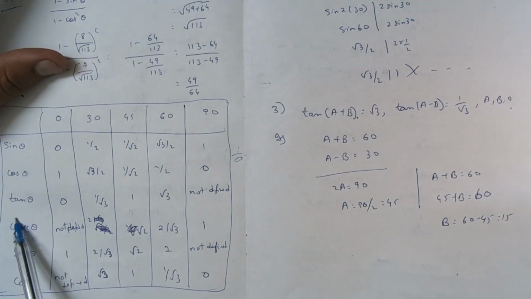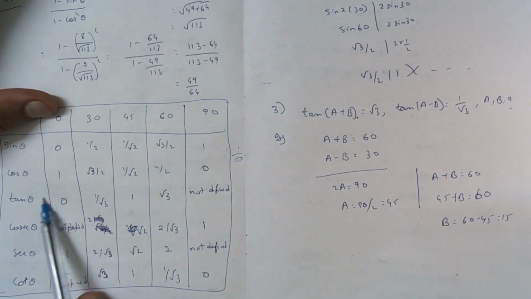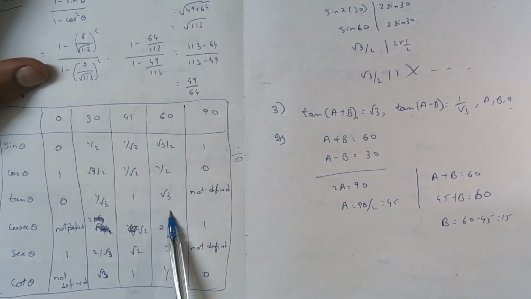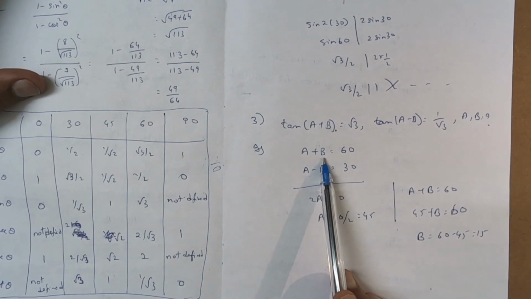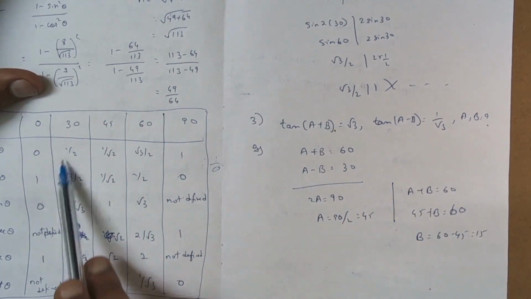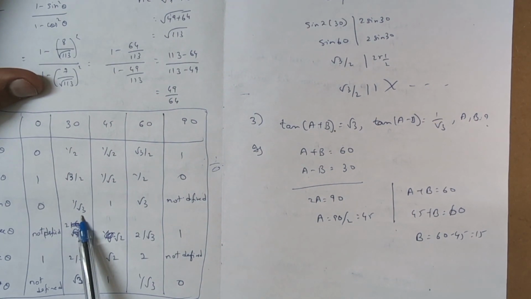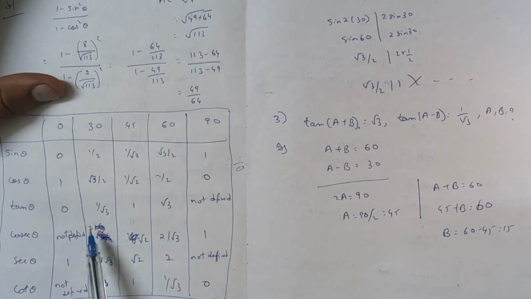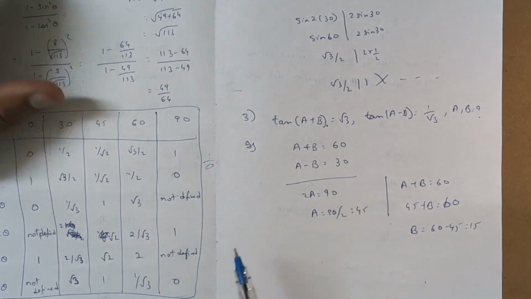So tan at which angle will become root 3? It is 60 degrees. So a plus b equal to 60 degrees, and a minus b is 1 by root 3. 1 by root 3 is here, that is tan of 30 degrees. So a minus b equal to 30.